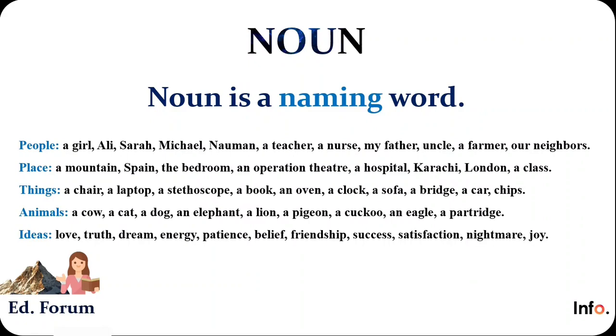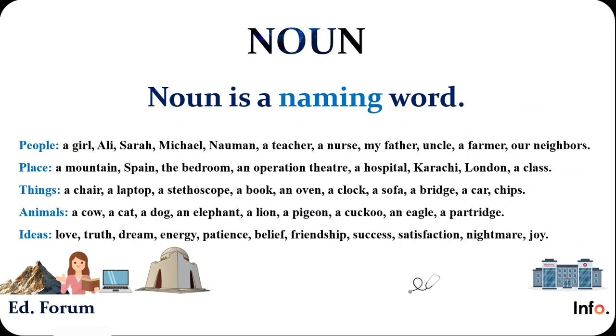An operation theatre. Where is the operation theatre? Operation theatre is in a hospital. So hospital is also a noun. Karachi, my city, of course, it is also a noun. London is also a noun. And then class. A chair, laptop. A stethoscope is also a noun. A book, an oven. A clock and a sofa is also a noun, by the way. The bridge, the London Bridge is falling down, is also a noun basically. A car and chips also. Whatever you eat, the burger, the pizza, the pasta or whatsoever, they are also called nouns.